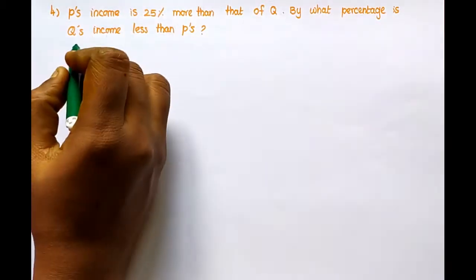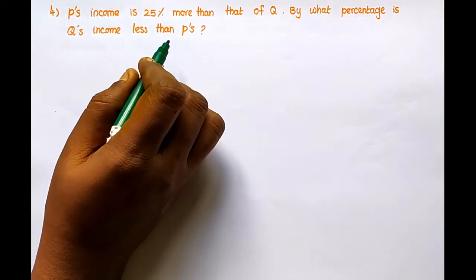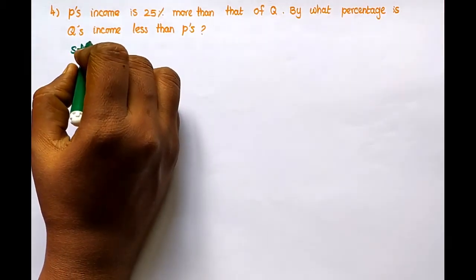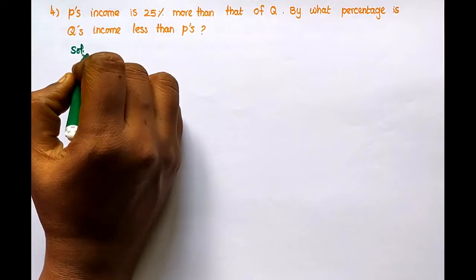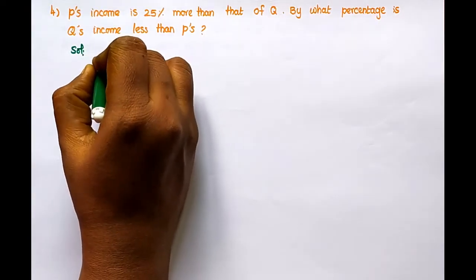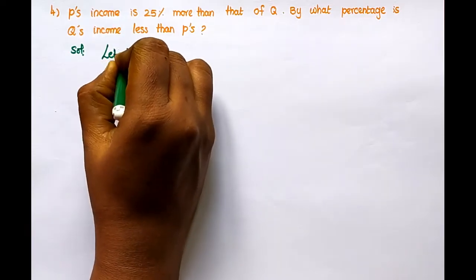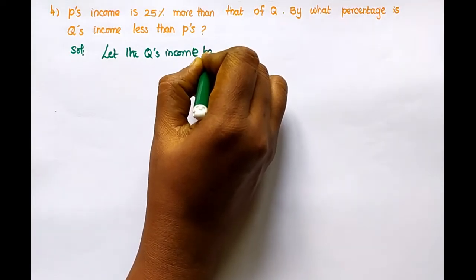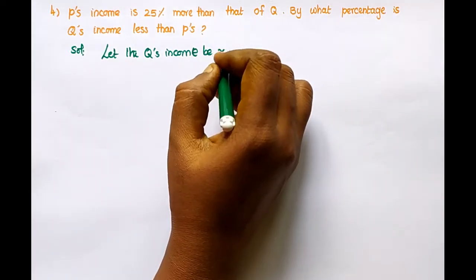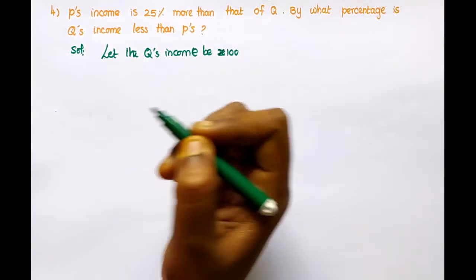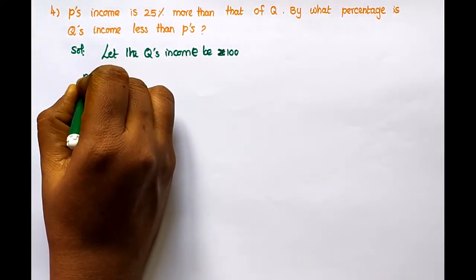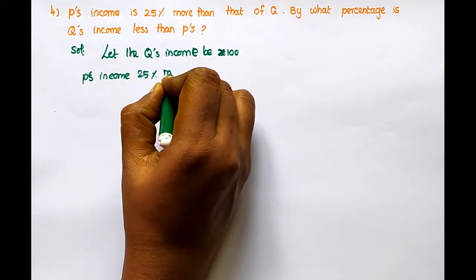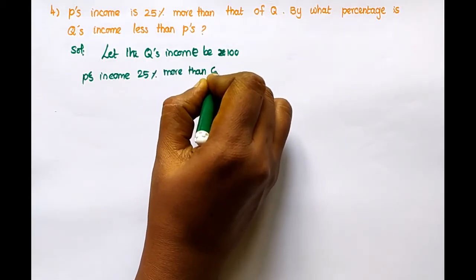Fourth sum, P's income is 25% more than that of Q. By what percentage is Q's income less than P's? That is the question. Listen, we don't know Q's income. So let Q's income be X, 100. Now P's income is 25 percentage more than Q.